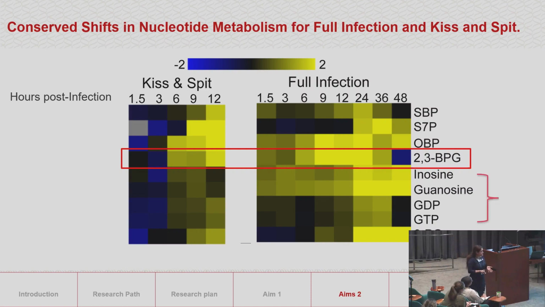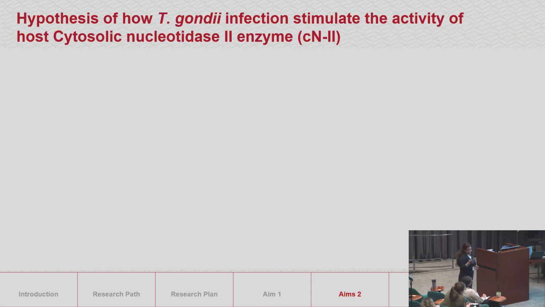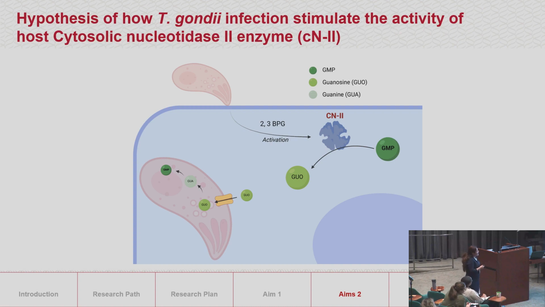So 2,3-bisphosphoglycerate is an allosteric activator of one enzyme called cytosolic nucleotidase 2. And this enzyme participates in the production of purines. So let me explain this hypothesis. I believe that the kiss and spit of Toxoplasma gondii increase the abundance of 2,3-bisphosphoglycerate. And this activates the cytosolic nucleotidase 2 enzyme that dephosphorylates GMP to produce guanosine. And this guanosine is taken by the parasite to be able to create DNA and replicate.